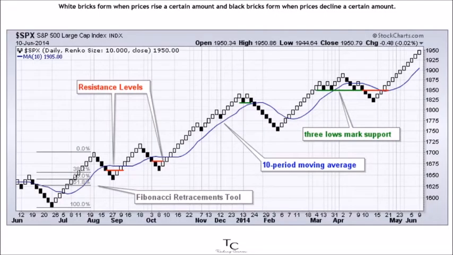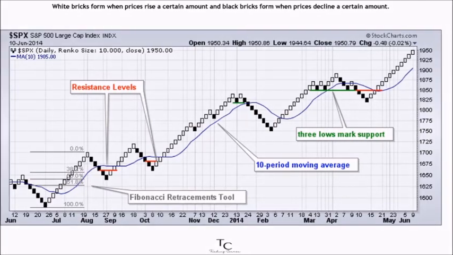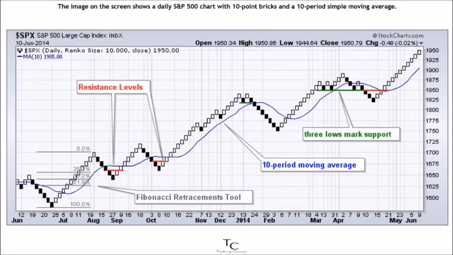White bricks form when prices rise a certain amount and black bricks form when prices decline a certain amount. The image on the screen shows a daily S&P 500 chart with 10-point bricks and a 10-period simple moving average. Note that a 10-period moving average calculation is based on the last 10 Renko values, not the last 10 trading days. An indicator on a Renko chart is based on Renko values and will differ from the same indicator on a bar chart. Chartists can typically use shorter moving averages on Renko charts because smaller price movements have been filtered out.